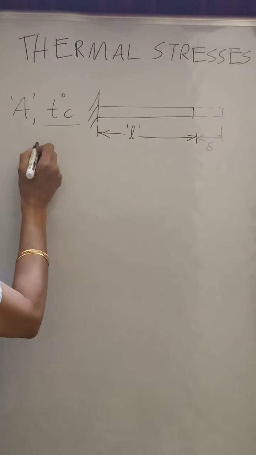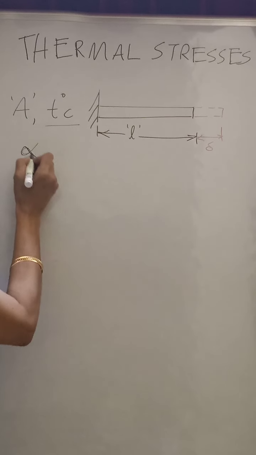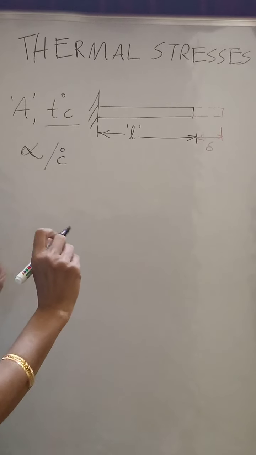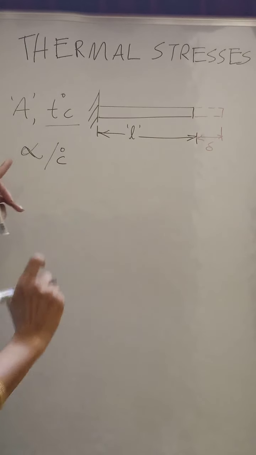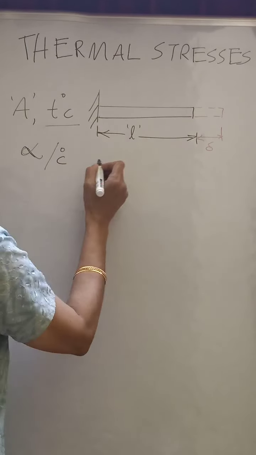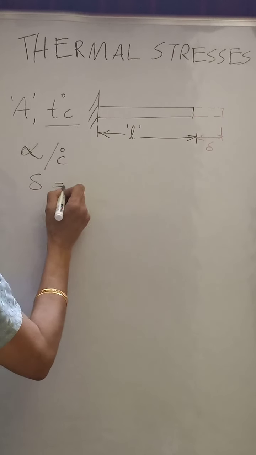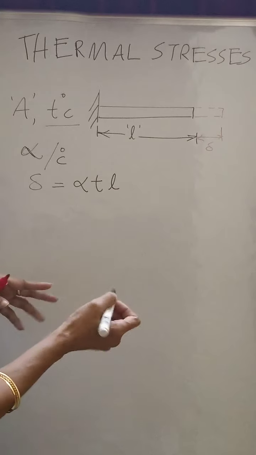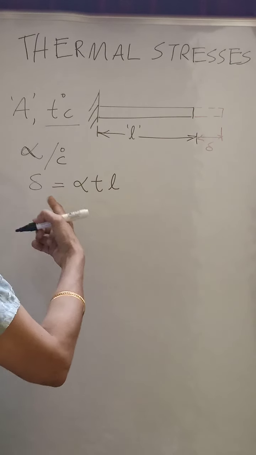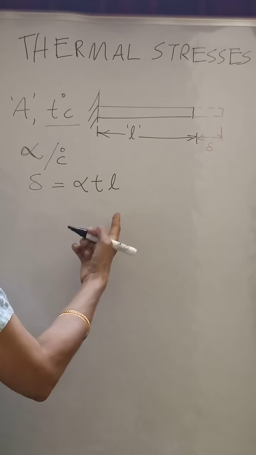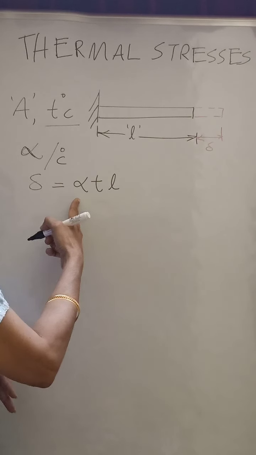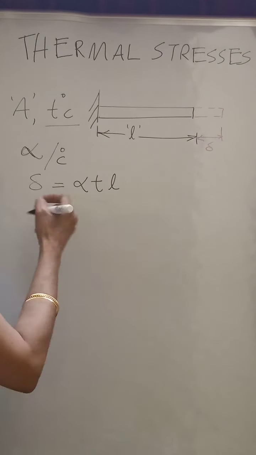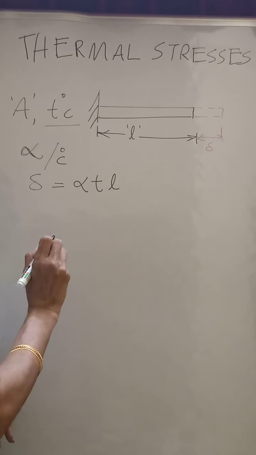For the material, alpha is the coefficient of thermal expansion per degree centigrade. You will have the extension delta equal to alpha into T into L, which you have already studied in plus-two classes. Change in length due to temperature change is equal to the coefficient of thermal expansion into the temperature change into the length of the bar. So you have got the change in length.